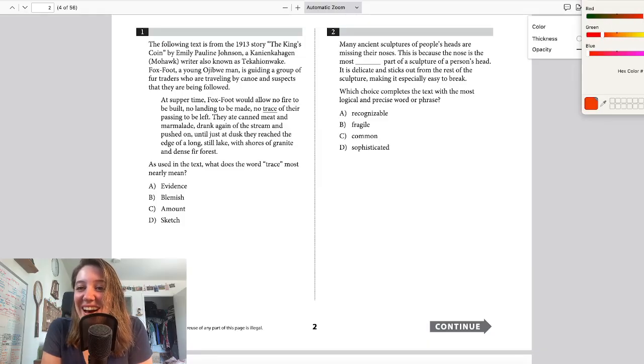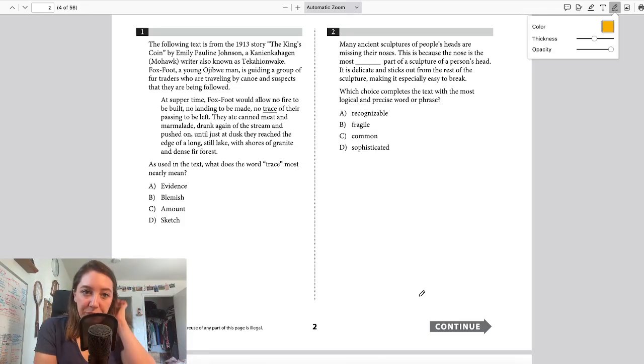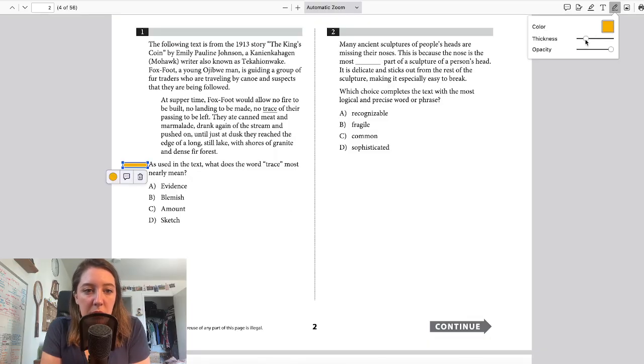So today, why don't we do like a warm yellow orange kind of color. Okay, great. So I'm just going to take you through these questions. We'll go ahead and get started. So number 1, I'm already looking at the question, so I totally skip all this stuff at the beginning. I'm just going to look straight at the question down here. I'll make my pen a little less thick.